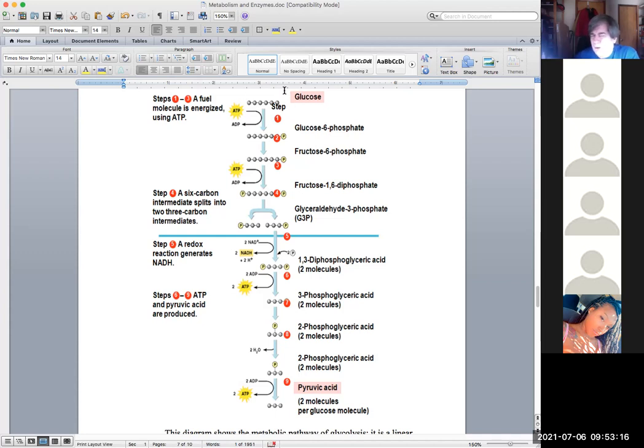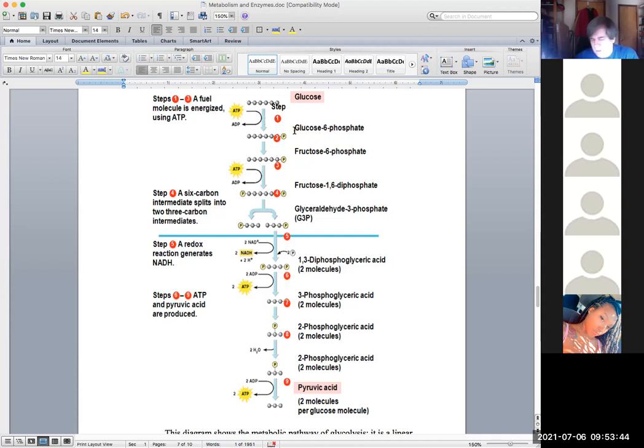So notice for our first reaction, glucose and ATP are our reactants. ADP and glucose 6-phosphate are our products. I think I said products earlier, but glucose and ATP are the reactants. Glucose 6-phosphate is at the point of the arrow. ADP is at the point of the arrow. So these are products. Remember, reactants are at the beginning of an arrow, products are at the point.